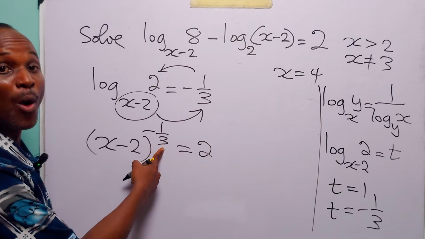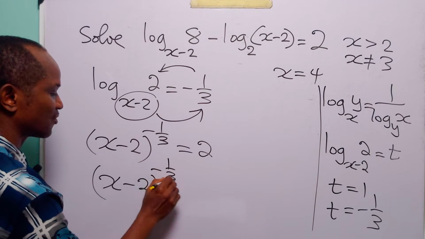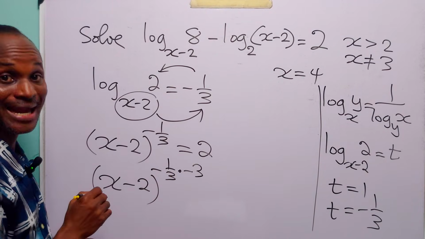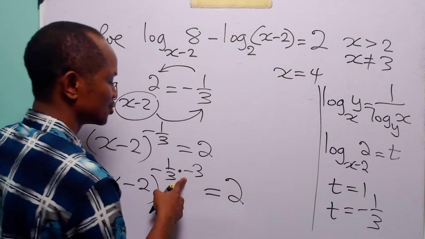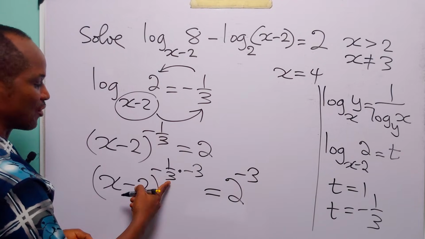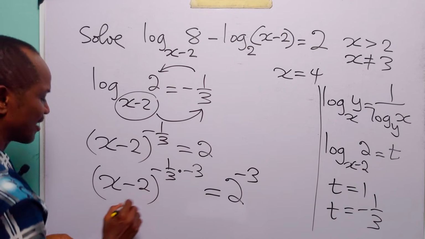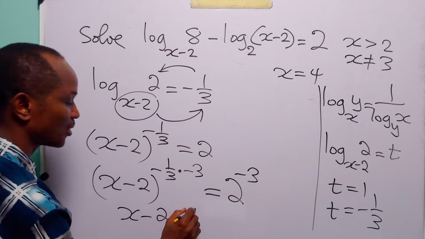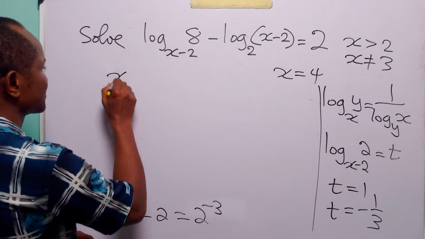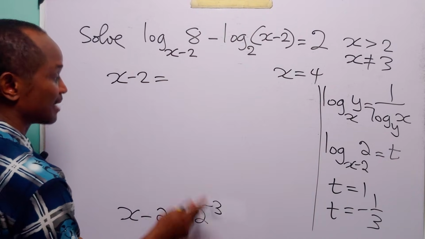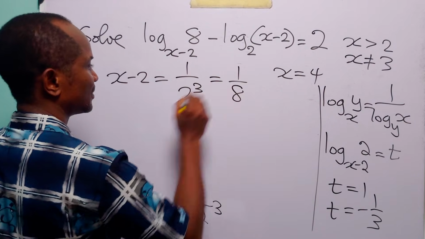Now, to make this power 1, this is what we do. We have x minus 2 to the power minus 1 over 3 multiplied by the power minus 3. And whatever we do to one side, we do to the other side. So we have 2 to the power minus 3. Now, of course, minus 1 over 3 times minus 3 is going to give us 1. So we have that x minus 2 is equal to 2 to the power minus 3. And from here, x minus 2 is equal to, this can be written as 1 over 2 to the power 3, which is 1 over 8.